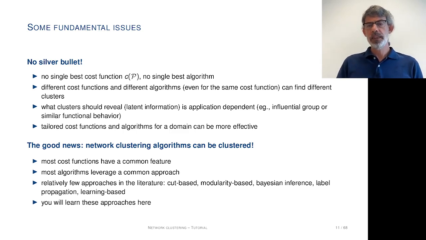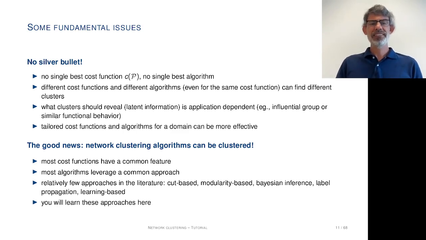In particular, think about identifying clusters of influential groups in a social network, or clusters of proteins that have the same functional behavior in the PPI. These two domains are very different, and tailored cost functions and algorithms for each domain are often more effective, giving rise to many different cost functions and many different algorithms.